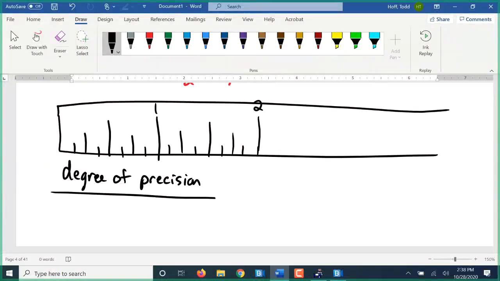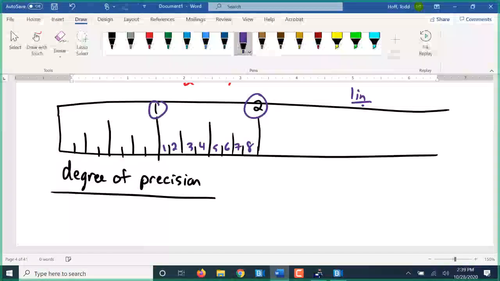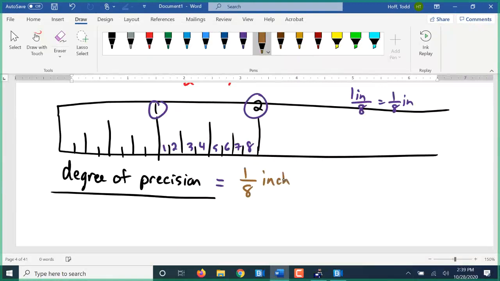Well, some of you may have just recognized this the way this is set up. If not, you just count. You pick 2 whole inch marks. The 1 inch and the 2 inch is probably the easiest. And you count. There's 1, 2, 3, 4, 5, 6, 7, 8 divisions in 1 whole inch. If you have to, you can divide it out. 1 inch divided by 8 is 1/8 of an inch. So the degree of precision here, the smallest division on that ruler, is 1/8 of an inch.